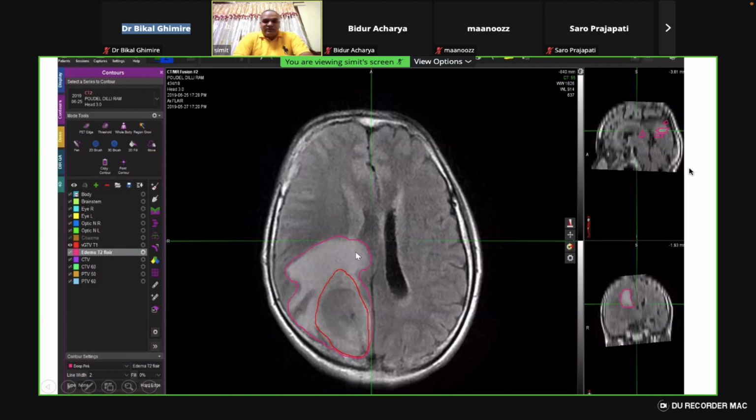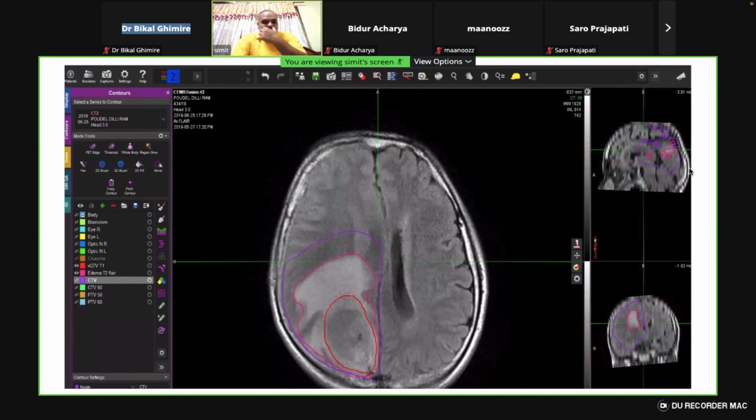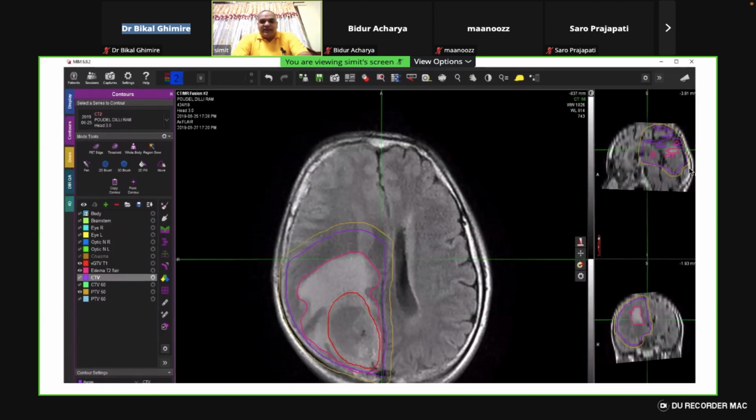Then in this case, we draw even the edema. It's a T2 edema. So we give a clinical target volume around the gross tumor, and then we add the planning target volume. That accounts for the movement of the patient. So after doing all this is called the contouring part.